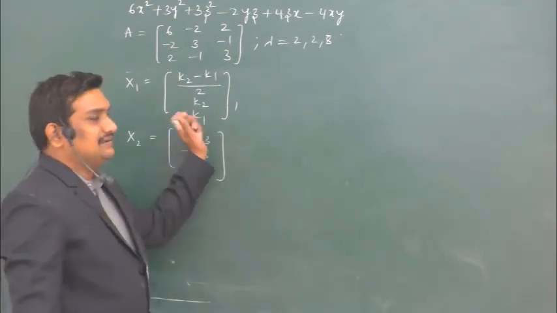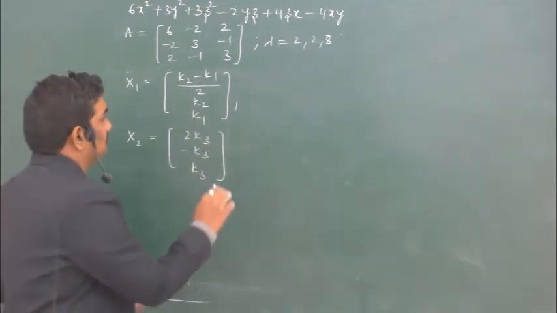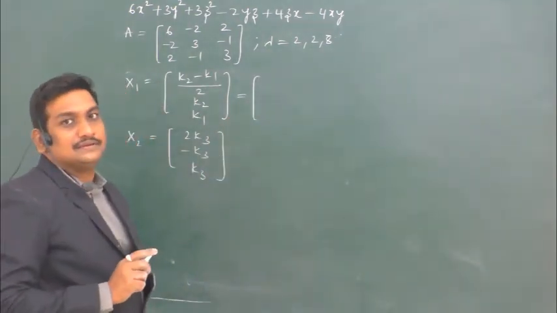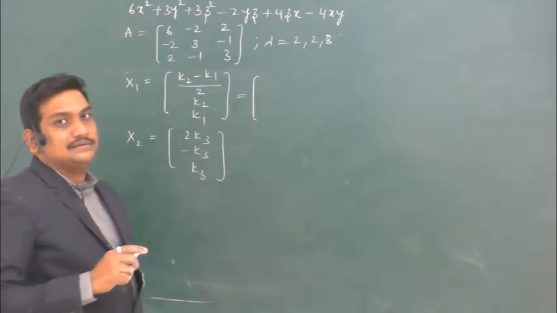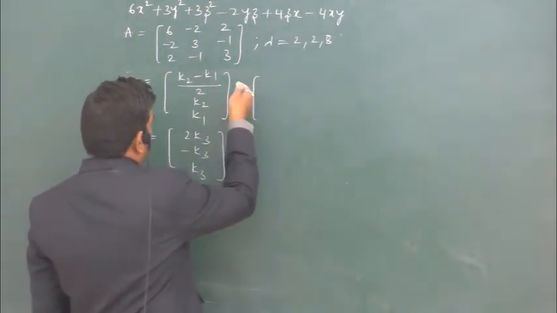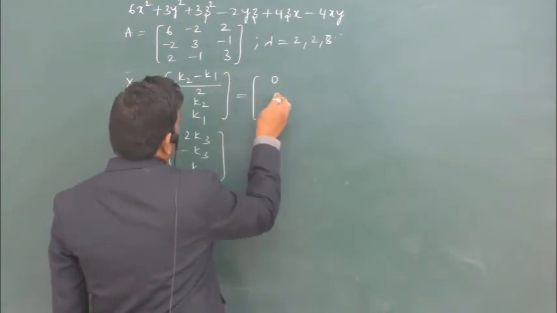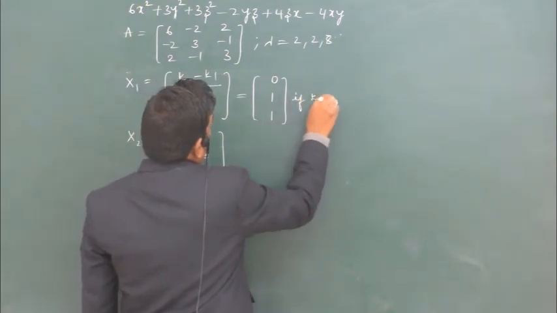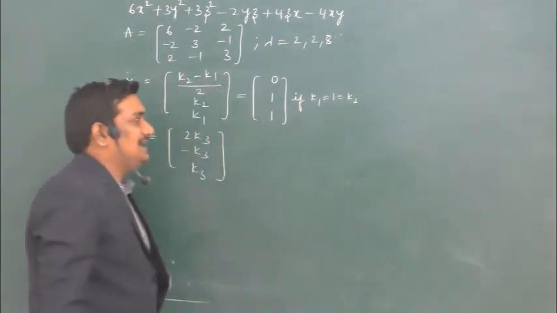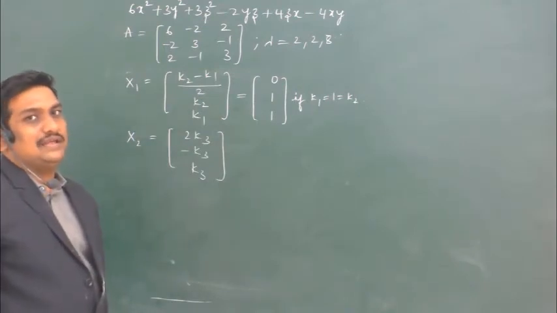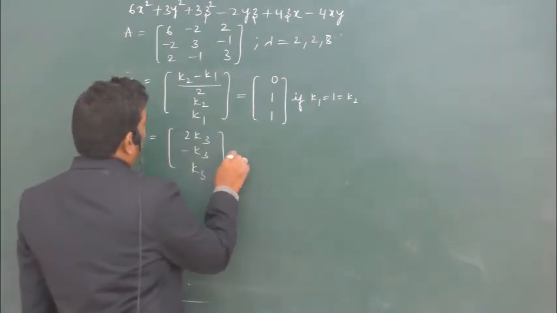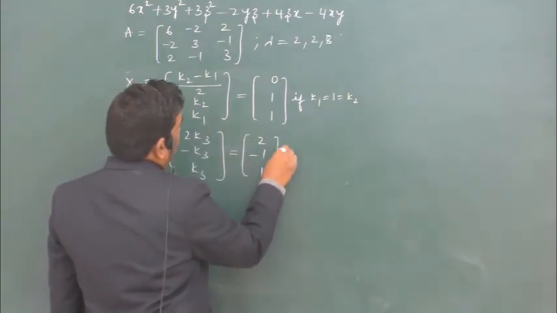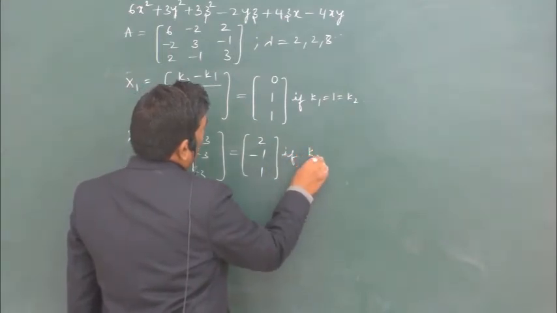So let us assume particular values for k1, k2 and k3. I suppose k1 as 1, k2 as 1, so that the eigenvector is not a null matrix. It will be 0, 1, 1. You can take any value so that the eigenvector is not a null matrix. Here I will take k3 also as 1. It will be 2, minus 1, 1.